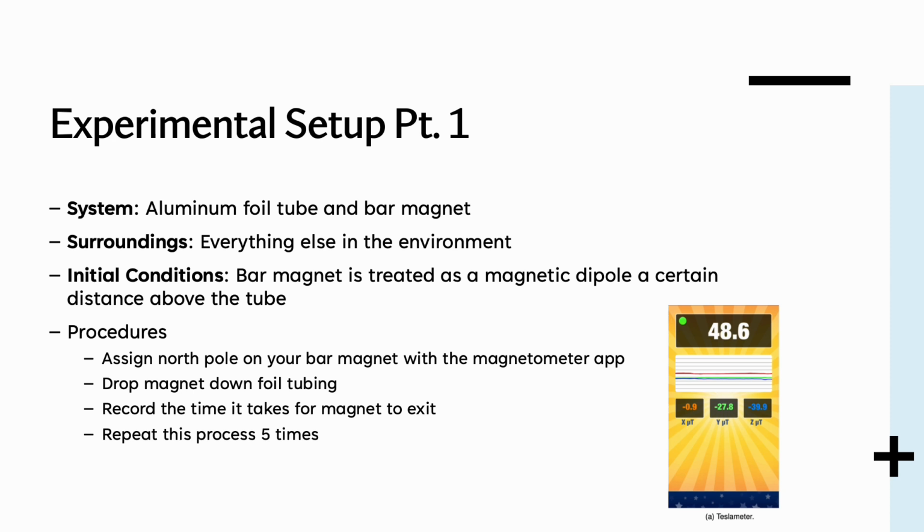We assigned a north pole on the bar magnet with the magnetometer app. I used a Tesla meter. Then we dropped the magnet down the foil tubing and recorded the time it took for the magnet to exit, and we repeated this process 5 times.